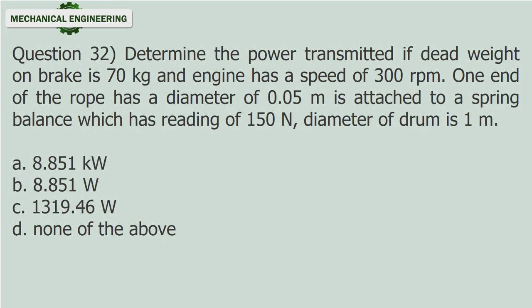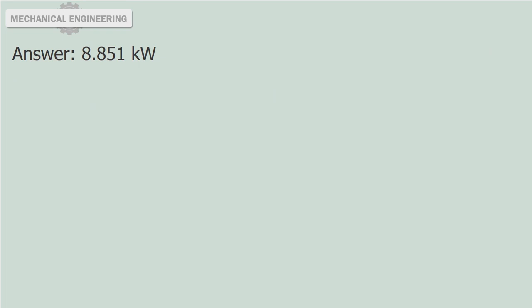Question 32. Determine the power transmitted if dead weight on brake is 70 kilograms. An engine has a speed of 300 revolutions per minute. One end of the rope, which has a diameter of 0.05 meters, is attached to a spring balance which has reading of 150 N. Diameter of drum is 1 meter. A. 8.851 kilowatts. B. 8.851 W. C. 1319.46 W. D. None of the above. Answer: 8.851 kilowatts.